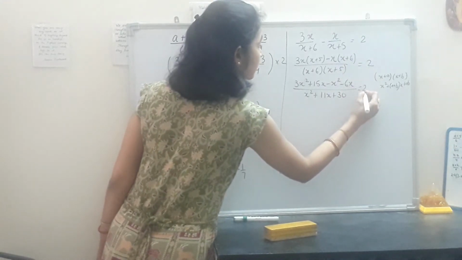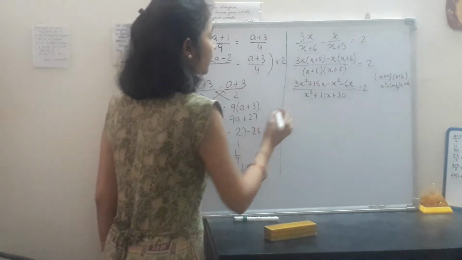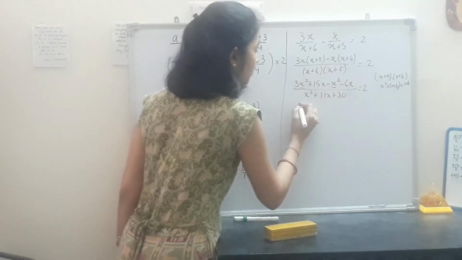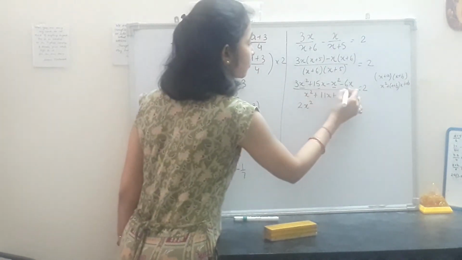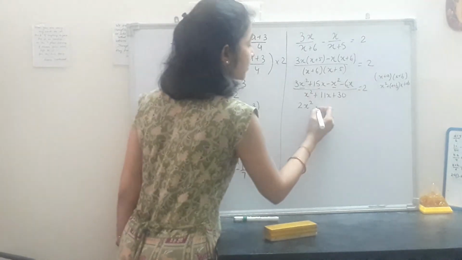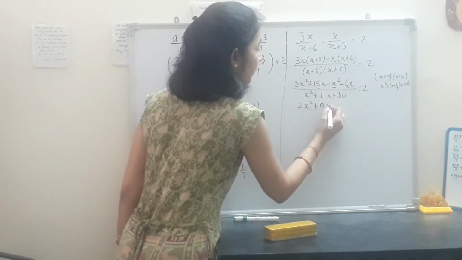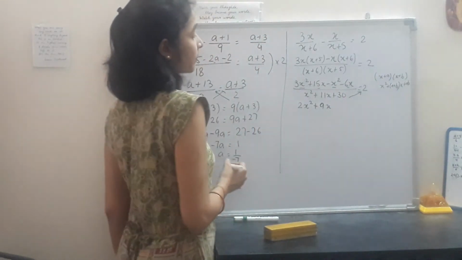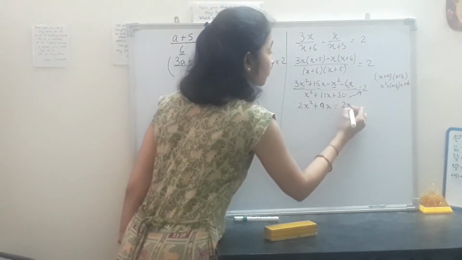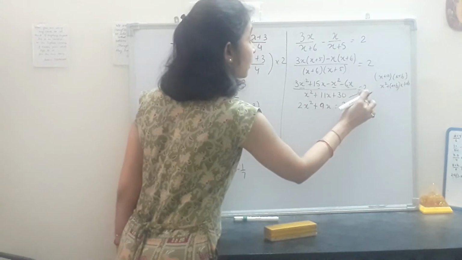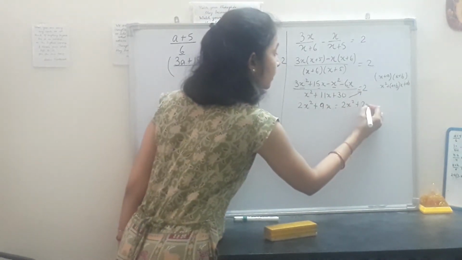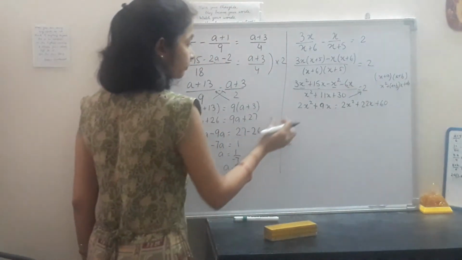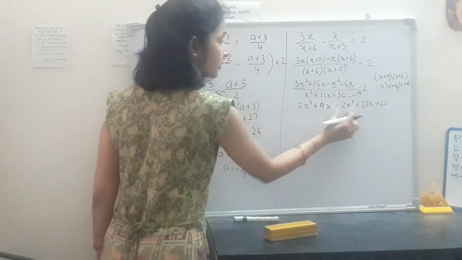Now this RHS remains the same, equal to 2. Now which are the like terms here? This and this. So 3x square minus x square gives us 2x square. Now these two are like terms, so 15x minus 6x gives us plus 9x. The denominator remains the same, so we will multiply this denominator in this step itself. So what do we get here? 2 multiplied by x square is 2x square, 2 multiplied by 11x gives us 22x, and 2 multiplied by 30 gives us 60.